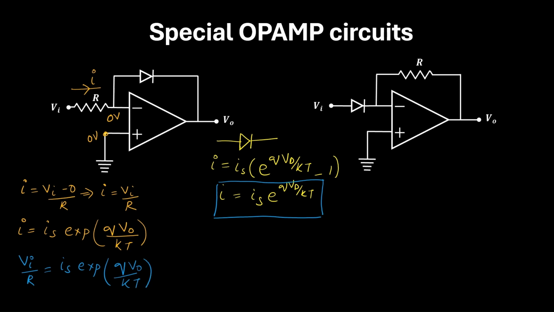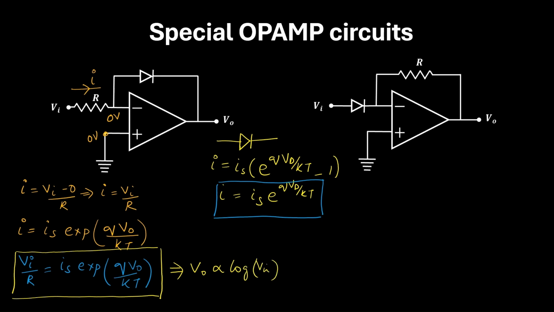Now, if you see this formula, then we can say that output is proportional to the log of V input. So basically this circuit is a log amplifier, or you can say logarithmic amplifier. Now let us come back to the circuit on the right hand side. We'll be using the same concept here.